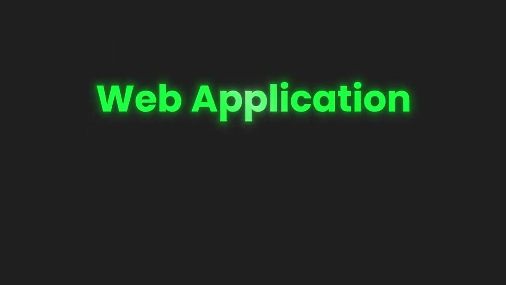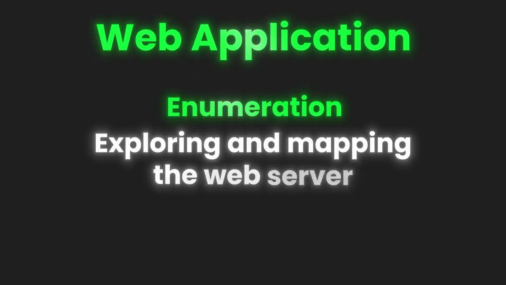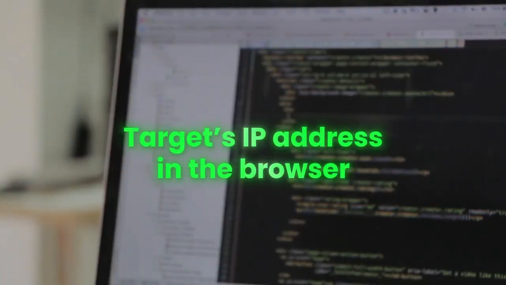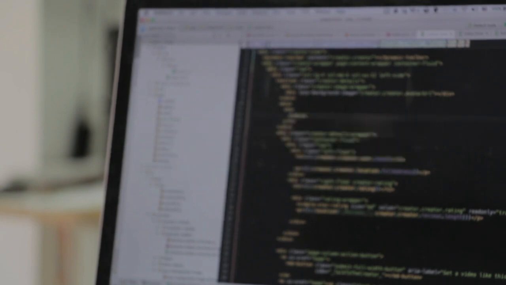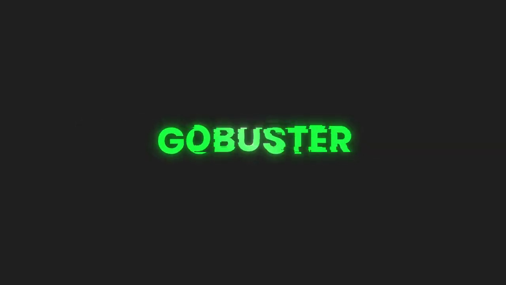Web applications often expose valuable information, so enumeration, or exploring and mapping the web server, is critical. I open the target's IP address in the browser and see a basic web page. However, many important directories and files are not linked publicly. To discover hidden paths, I'll use a tool called GoBuster.